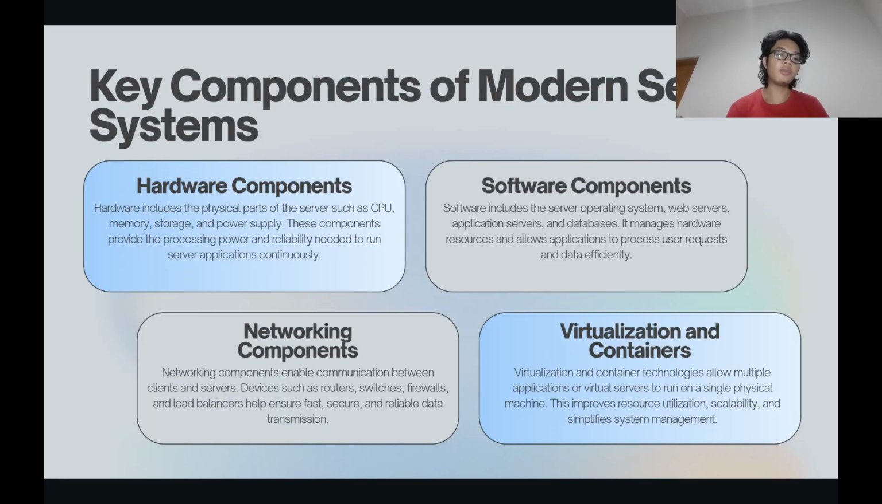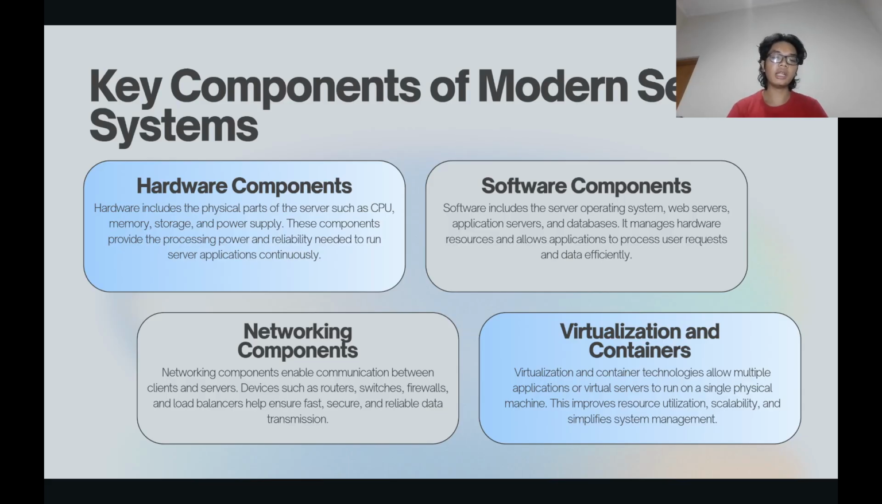Next, we have key components of modern server systems. First, we have hardware components. This is the physical muscle of the server. We're talking about high performance CPUs for processing, RAM for speed, and reliable storage to ensure the server stays online 24/7. And next, we have software components. If the hardware is the muscle, then the software is the brain. This includes the operating system like Linux or Windows Server.